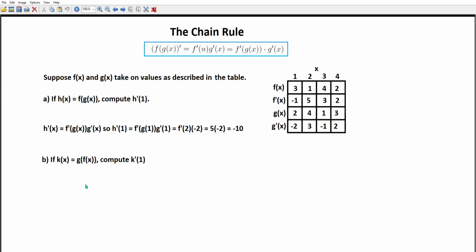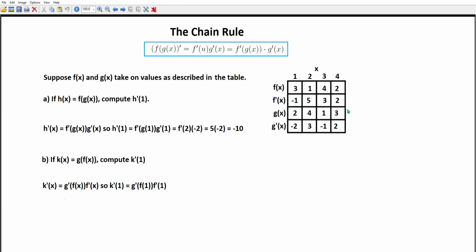Now let's look at k of x, which is the composition, but it's in the opposite order. Okay, up here, we had f of g of x. Here we have g of f of x. And we're supposed to compute k prime of 1. Okay, so it's a chain rule again. k prime is going to be g prime of f of x times f prime of x. Okay, it's just this expression with g and f reversed. So k prime of 1 is g prime of f of 1 times f prime of 1.